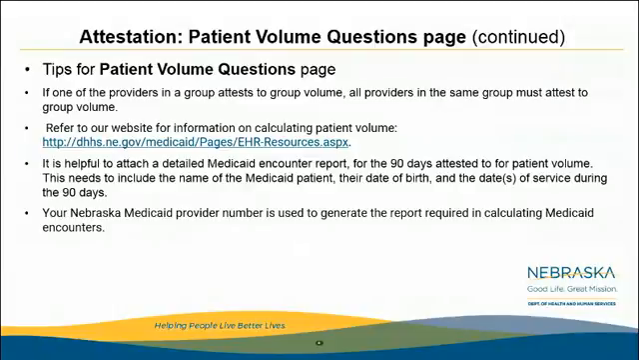We offer some tips for the patient volumes questions page. If one of the providers in a group is attesting to group volume, all the providers in the same group must attest to group volume. Refer to our website for information on calculating patient volume, and we have a link to our webpage here. It is helpful to attach a detailed Medicaid encounter report for the 90 days attested to for patient volume. This should include the name of the Medicaid patient, their date of birth, and the date or dates of service during the 90 days. This page asks for your Nebraska Medicaid provider number, and that number is what was used to generate the report that you created in calculating your Medicaid encounters.